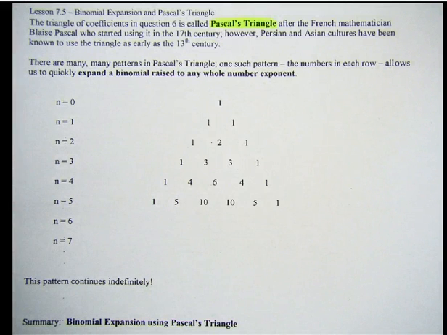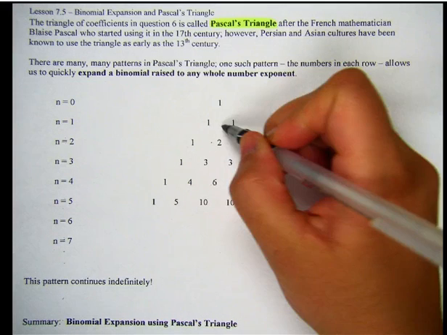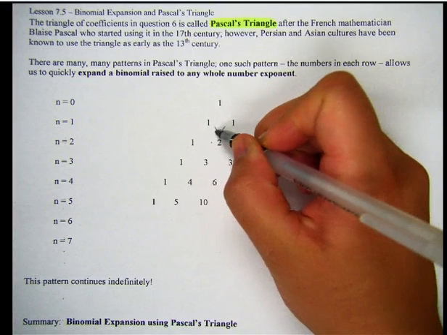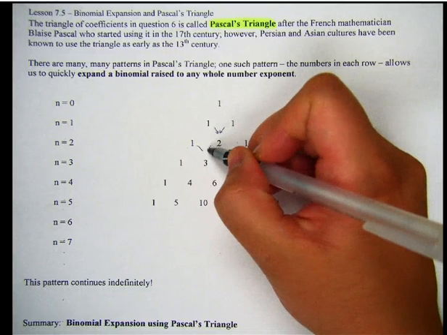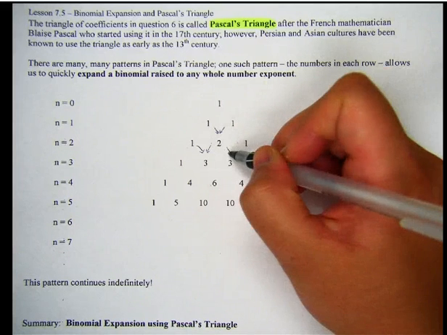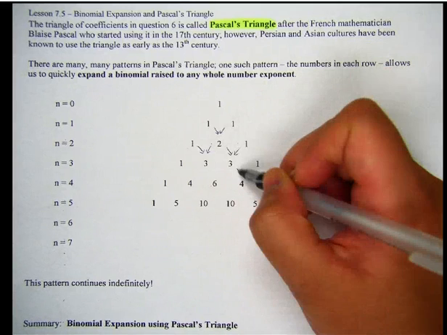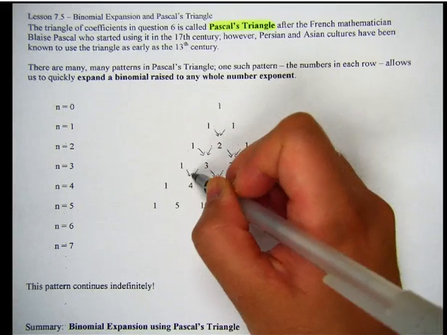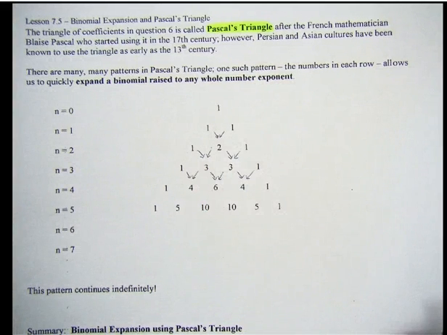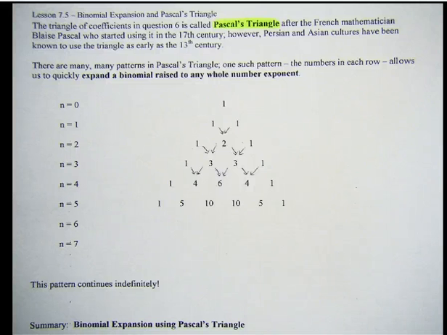All right, so there are many, many patterns in Pascal's triangle. One such pattern, the numbers in each row, allows us to quickly expand a binomial raised to any whole number exponent. So if you haven't figured out the pattern yet, if you look at the row above, 1 plus 1 gives us that 2. 1 plus 2 gives us this 3 here. 2 plus 1 gives us this 3 here. And then 3 plus 1 gives us 4. 3 plus 3 gives us 6. 1 plus 3 gives us 4, etc. So we always add the two numbers in the row above to get the number in the row below, if that makes any sense.